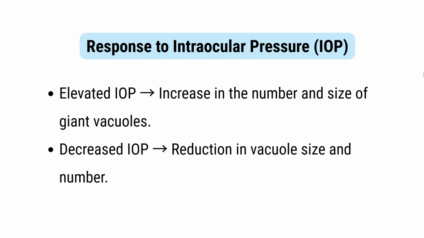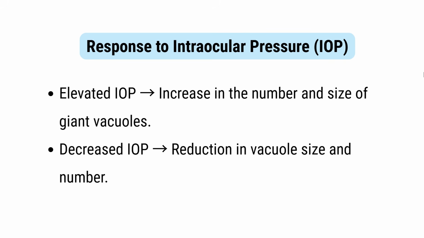Now, these vacuoles also change dynamically in response to the intraocular pressure. Whenever there's elevated intraocular pressure, you will see an increase in the number and size of the giant vacuoles. And when there's decreased intraocular pressure, a reduction in the vacuole size and number is seen.